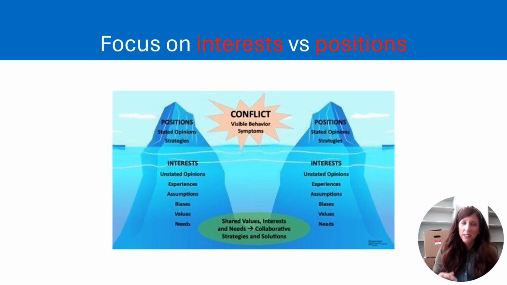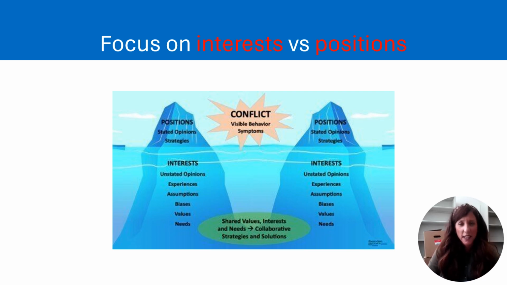And finally, I just wanted to leave on this note. I hope that we talk about this a little bit more during our class session, but that is how important it is, whether we are talking about topic goals or relational goals or identity goals or even process goals, to focus on interests rather than just positions. And maybe you've seen this graphic of these icebergs before. It's a great illustration to help describe what I mean here by focusing on interests versus positions.